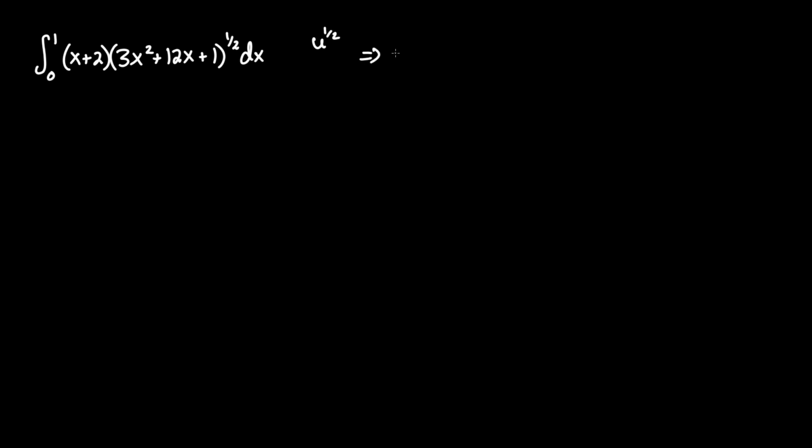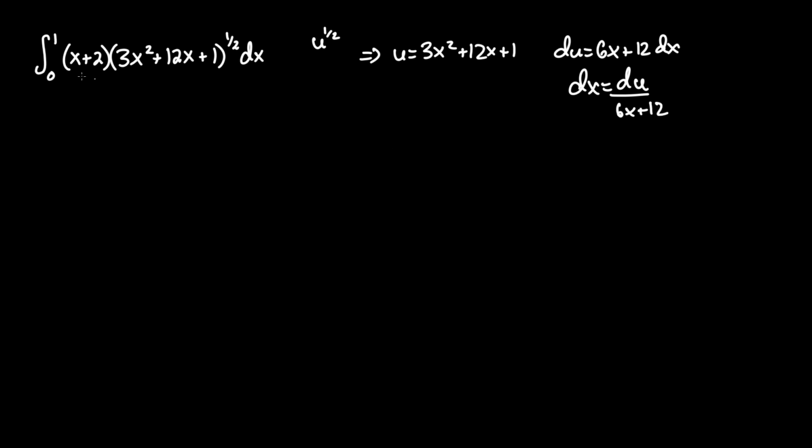So doing that, we need to take the entire term, u equals 3x squared plus 12x plus 1, and then take du of it, or just the derivative, which is 6x plus 12, dx. So rearranging for the integral, dx equals du over 6x plus 12. However, we can't just plug that in yet. We have to also consider the boundaries.